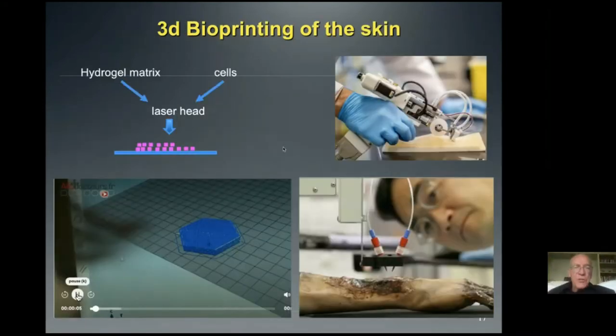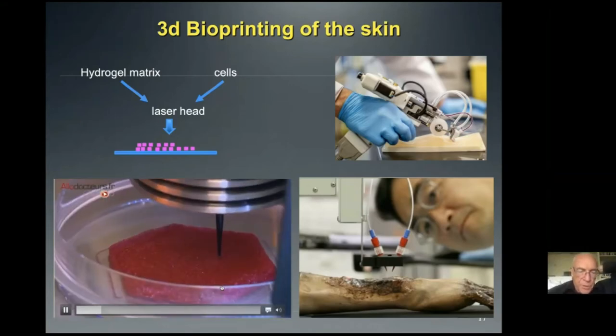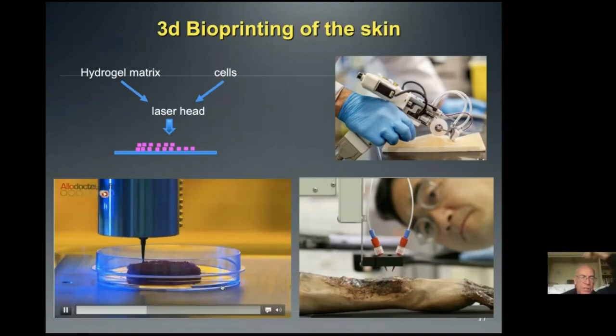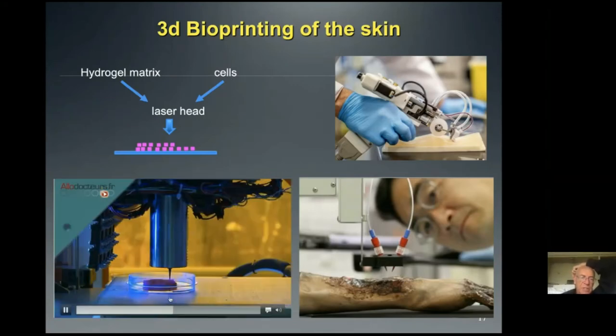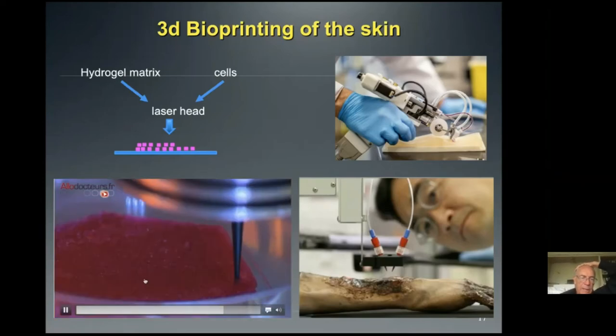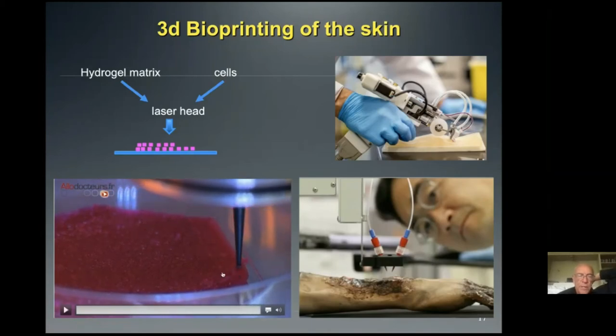Lastly, which is very impressive, you can also bioprint the skin. You can see here an example of the laser. It's a laser head which is projecting skin cells in a hydrogel matrix. And you can see that you can project and make, slice by slice, a new skin and make a skin graft with a laser printer, which is a completely artificial skin.